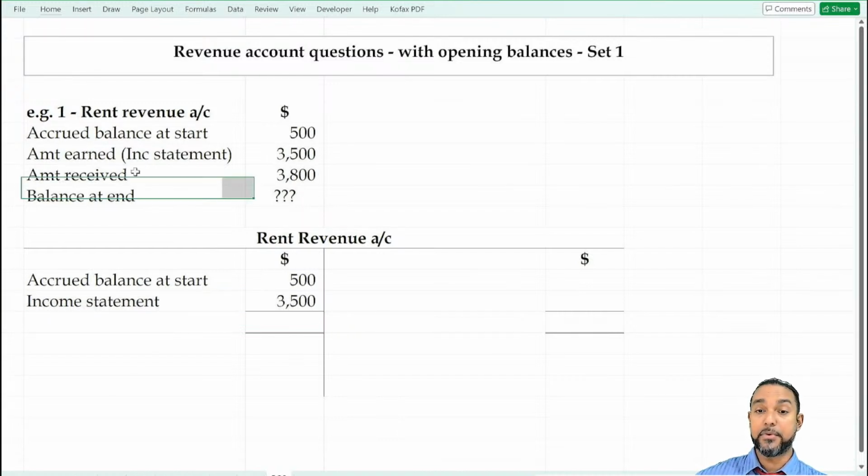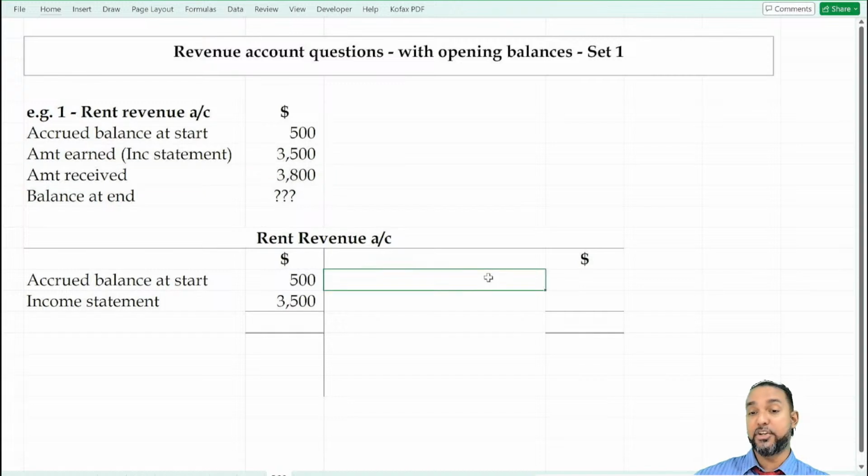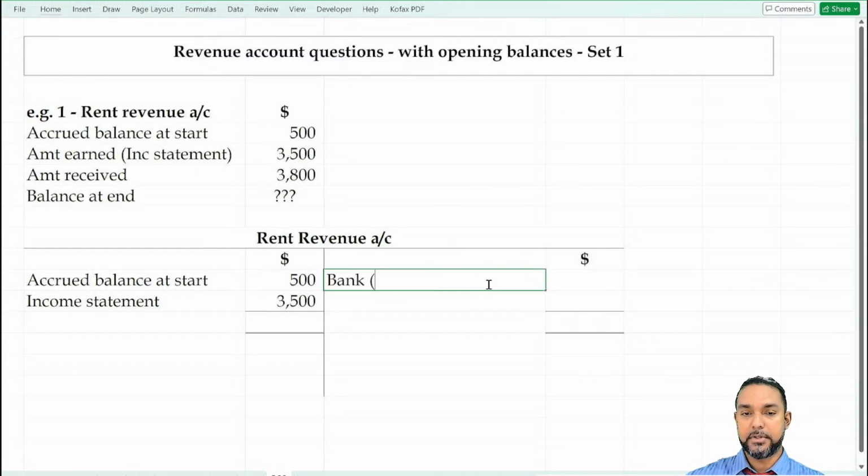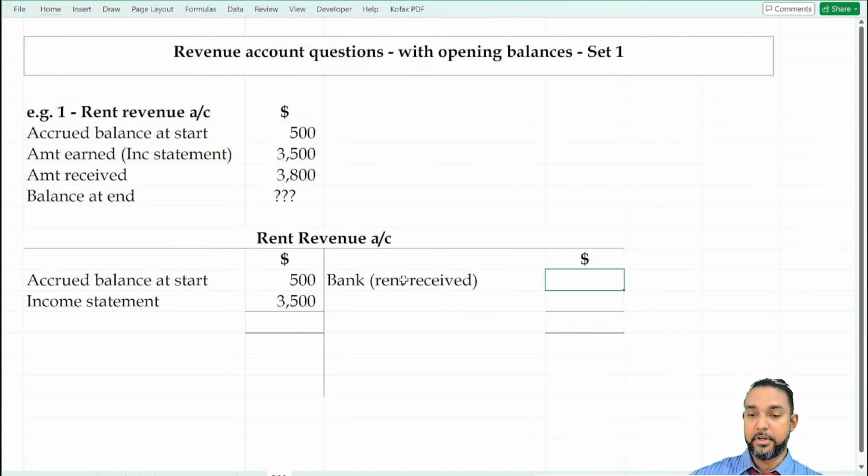Now, what else do we have? We have the amount received, right? That goes on the credit side here because remember, your credit is where the money is coming from, your debit is where it's going. So this would go to bank, right? So bank, all right? So this is the rent received. Or you can put amount received if you want. Right, and that's how much? 3,800.